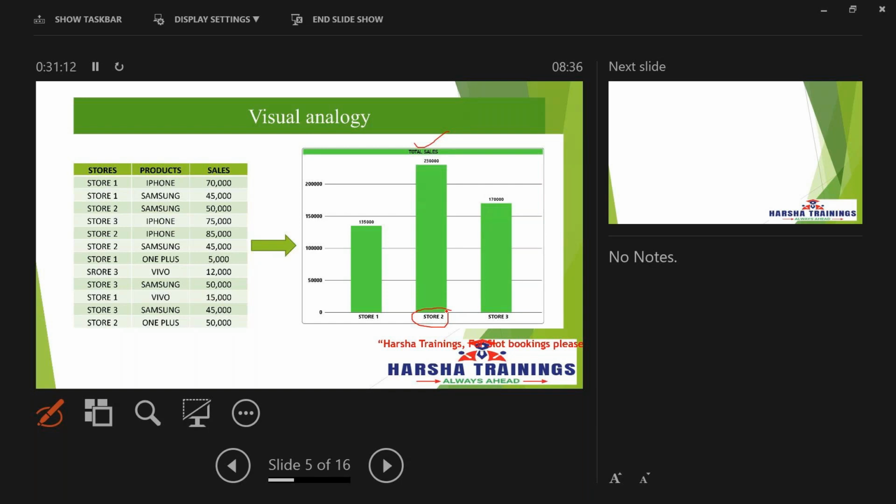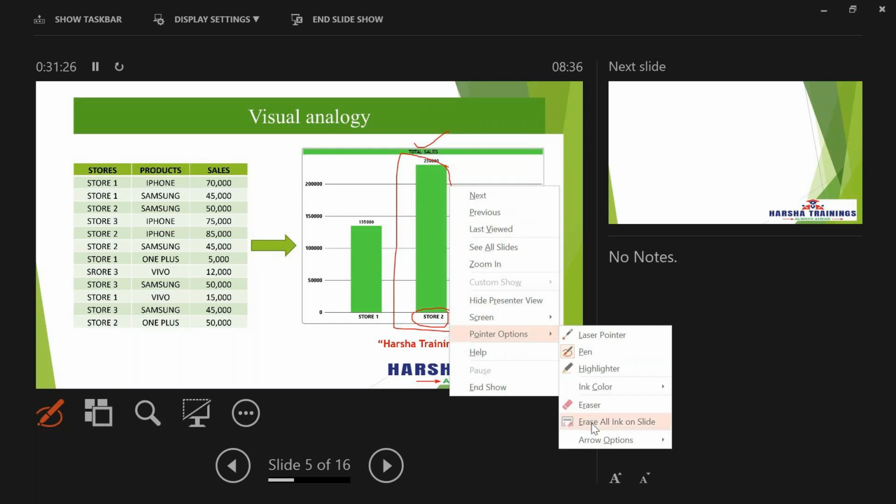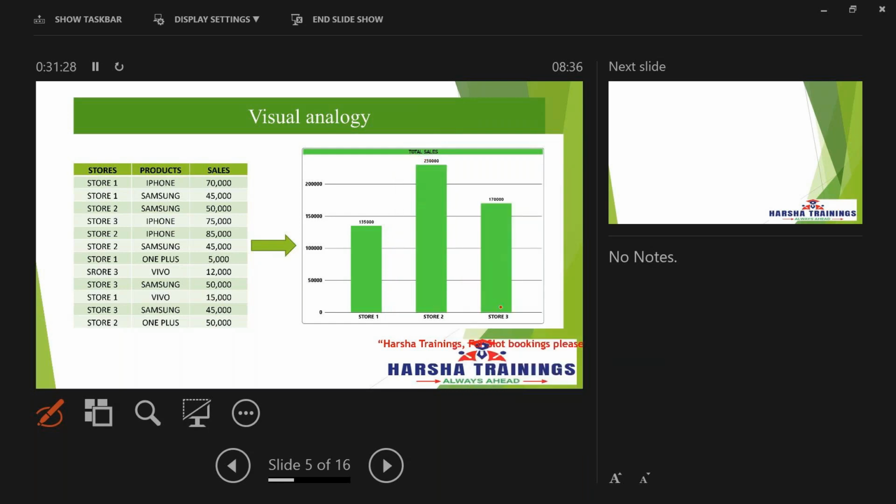Why? Because in this graph, this column for store 2 is giving the maximum sales. Yes or no? Now if you observe, the second highest sales I'm getting is from store 3, 1,70,000. The maximum sales I'm getting from store 2, 2,30,000. And the minimum I'm getting from store 1, 1,35,000.